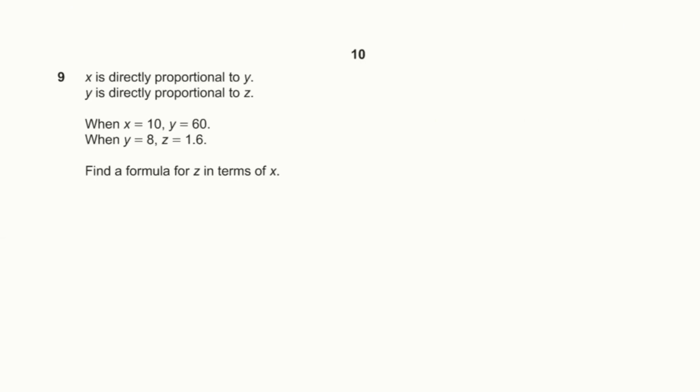Question number 9. X is directly proportional to y, and y is directly proportional to z. When x is 10, y is 60. When y is 8, z is 1.6. We have to find a formula for z in terms of x. Well, if x is proportional to y, we can say from here, x is equal to a multiplied by y.